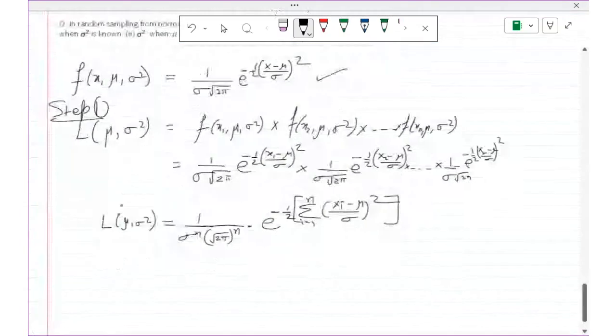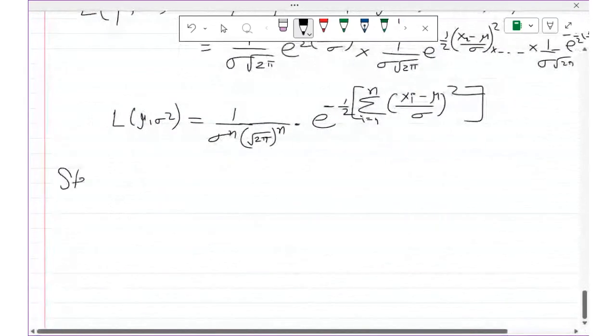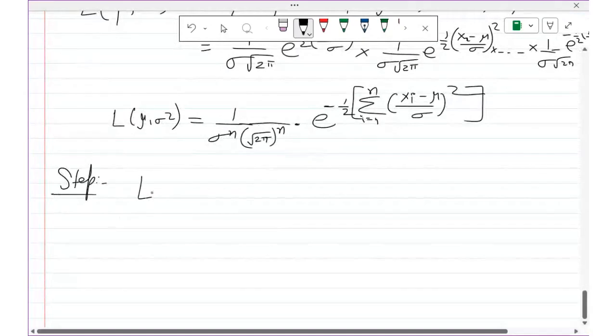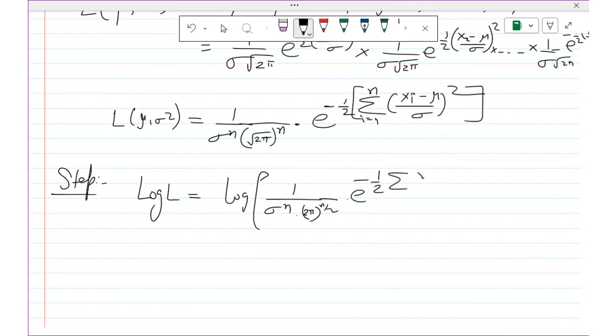Now step 2: we will take log on both sides. We will find log L. So log L is equal to the log of 1 upon sigma power n, or you can say 2 pi raised to power n by 2, because under root means power 1 by 2, and power n gives n by 2, and e power minus half sum of xi minus mu upon sigma whole power 2.